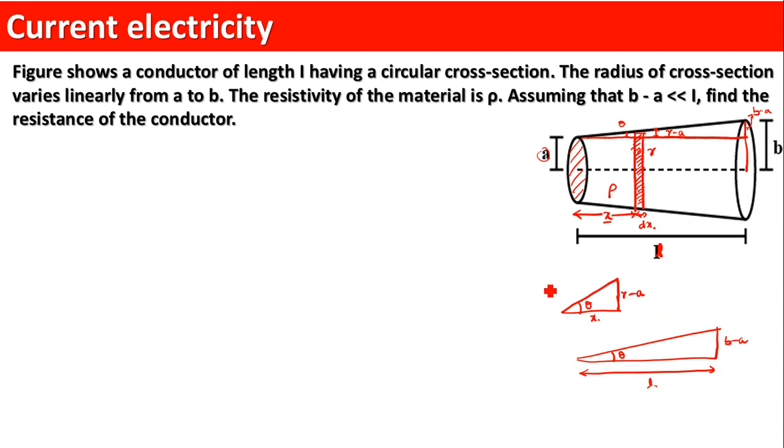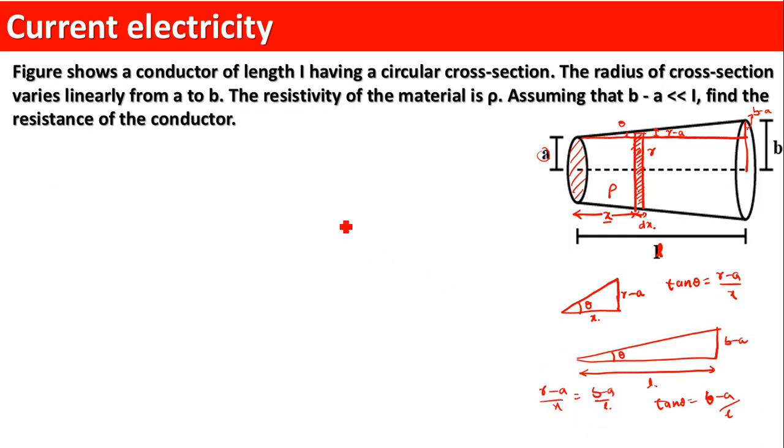Now from this, can I say tan theta is equal to opposite side by adjacent side, R minus A by x. Here once more, let me take tan theta. This will be opposite side B minus A by L. So I can equate both of them, isn't it? Both of them are actually similar triangles. From there, the tan thetas will also be the same. So I can equate both of them: R minus A by x is equal to B minus A by L.